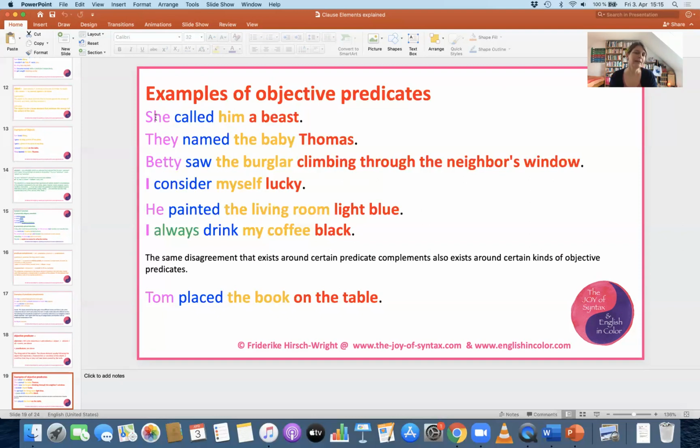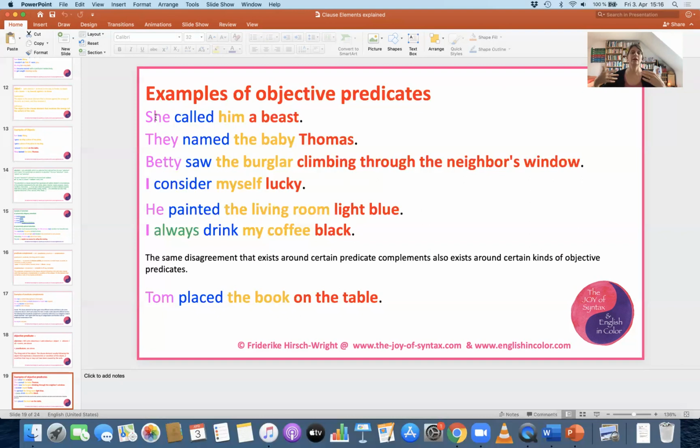Betty saw the burglar climbing through the neighbor's window. Here, the action of the verb is not having an effect on the objective predicate. We simply see, it's basically Betty saw that the burglar was climbing through the window. We see that the object and the objective predicate are forming a unit.